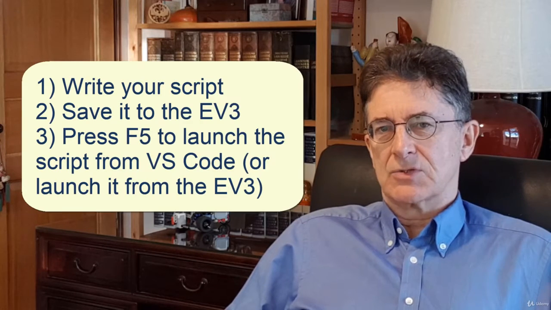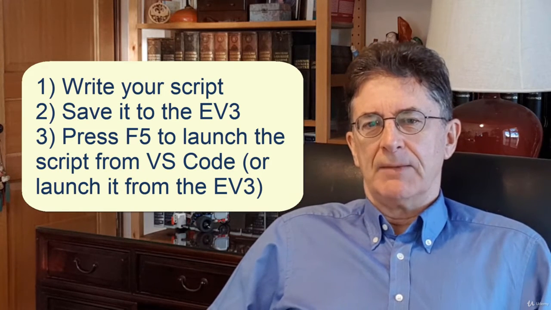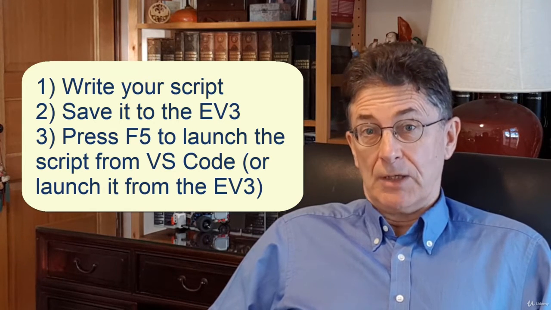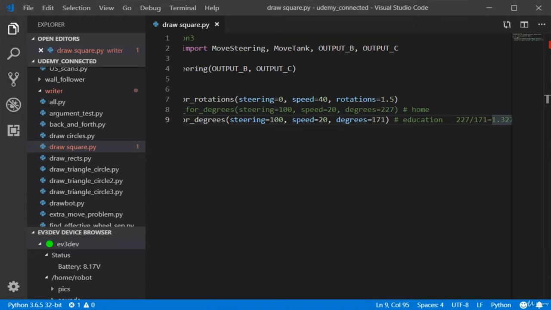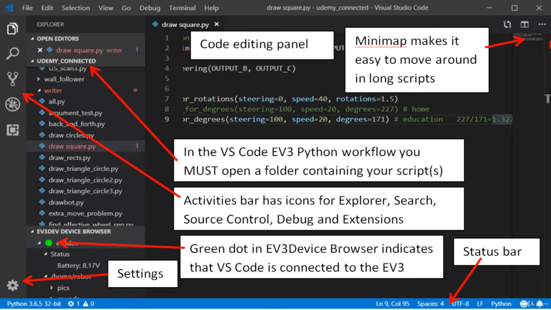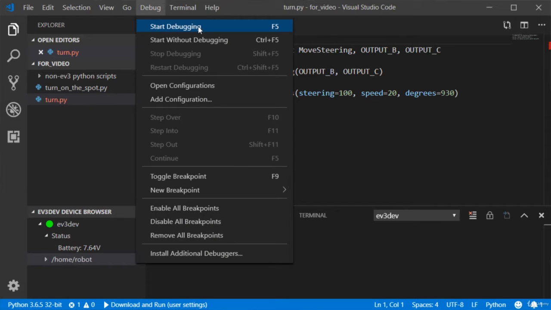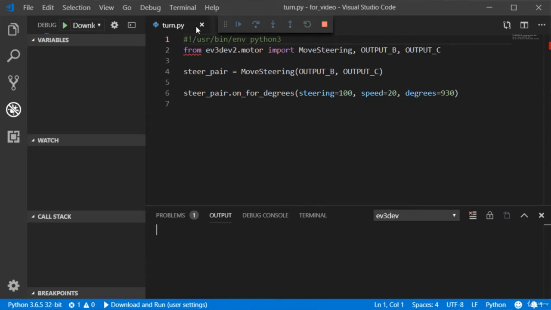Once everything is set up, all you need to do is write your Python script, save it, and run it by pressing the F5 key, or by running it directly on the EV3, of course. This is what VS Code looks like. The EV3 and Python extensions have been installed, and the green light in the EV3 device browser indicates that VS Code is already connected to the EV3. My system is set up so that when I press the F5 key, as I'm doing now, the script is downloaded to the EV3 and run there. It's as simple as that.